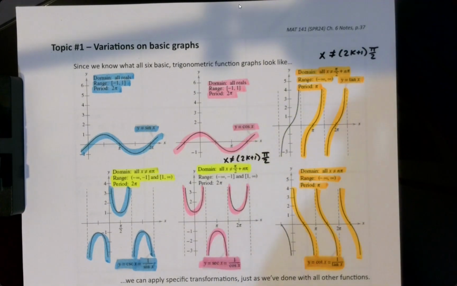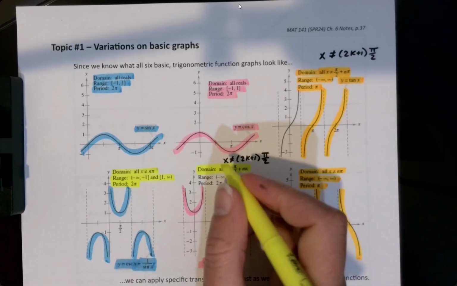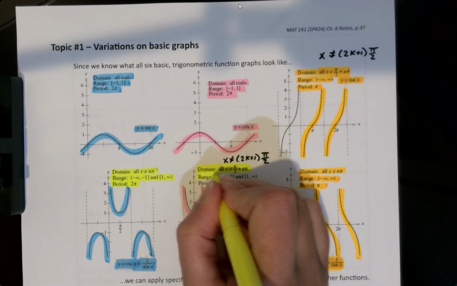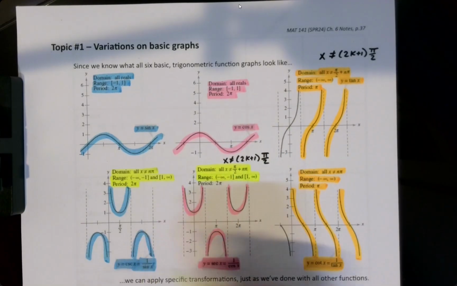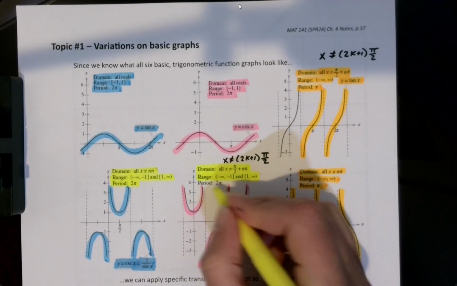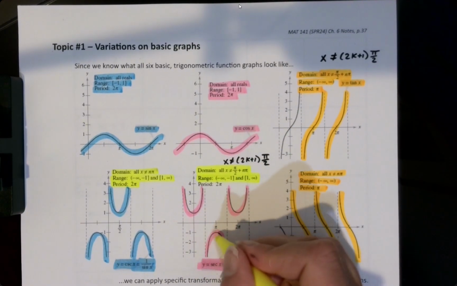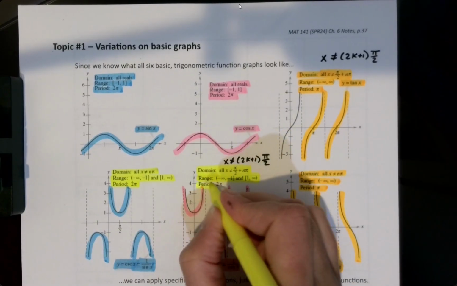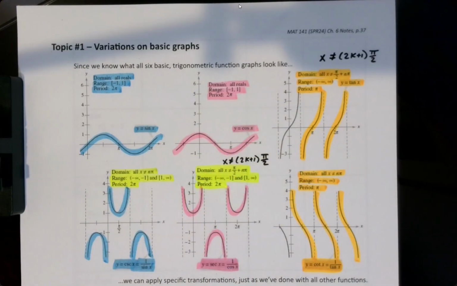Two different ways, just one is distributed, one is not, of expressing the domain. Our range here, very similar to the range for cosecant, is going to be negative infinity up to -1, and then 1 up to infinity. And this one has a period of 2 pi as well.